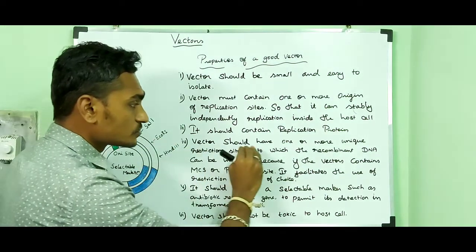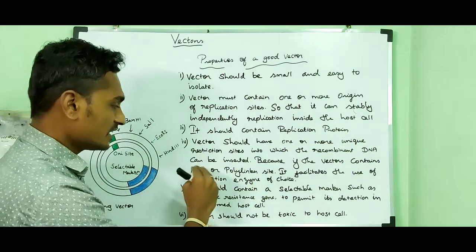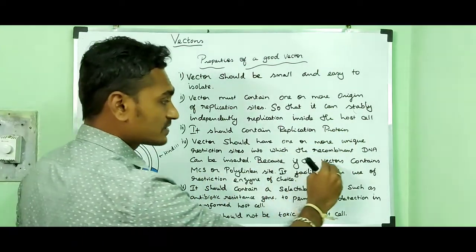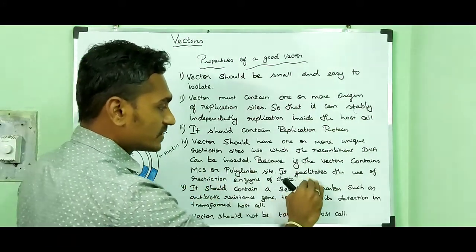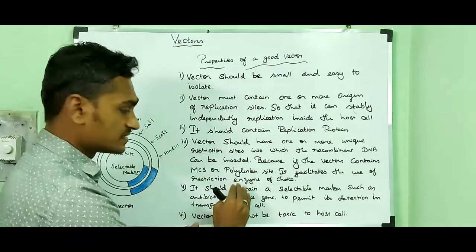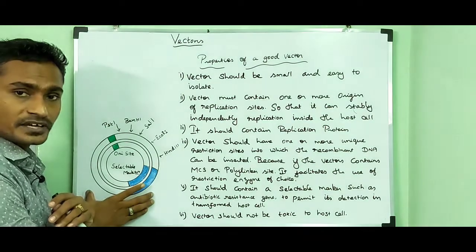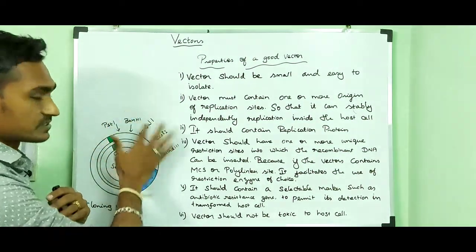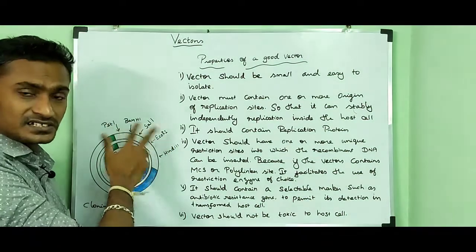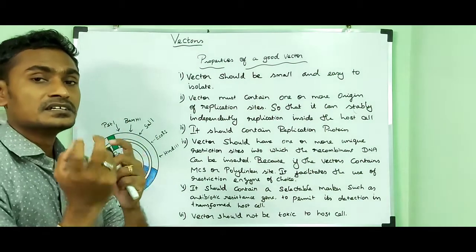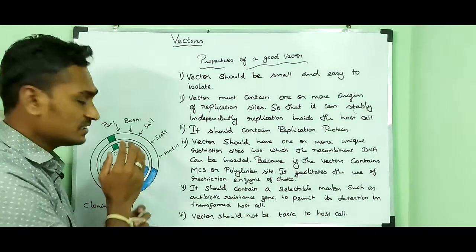Then the vector should have one or more unique restriction sites into which the recombinant DNA can be inserted, because if the vector contains a multiple cloning site or polylinker site, it facilitates the use of a restriction enzyme of choice. So this is the structure of a cloning vector. It contains multiple cloning sites. That means it contains multiple restriction sites or specific sites, so we can insert the gene of interest in any stretch of gene sequence.